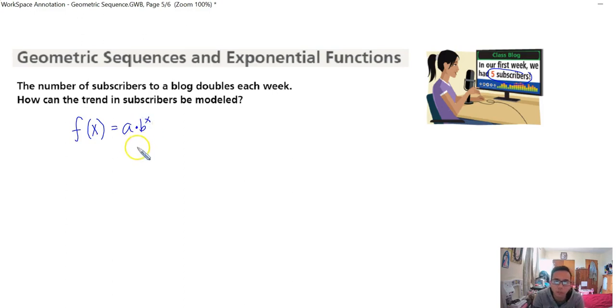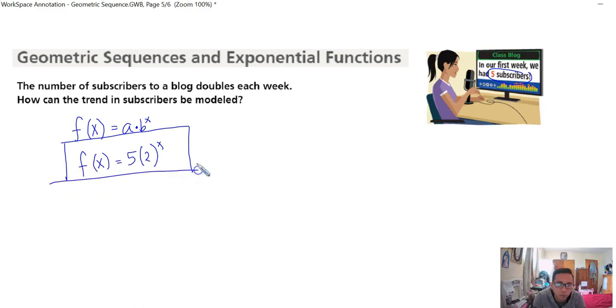And we know the common ratio, and we know the initial amount. So f of x is equal to a is 5, and then the common ratio is 2 because it says they're doubled, and then it changes every given period of time x. So x is the number of weeks since the blog started. Consider the week it started week 0. So this is the exponential representation of the problem.